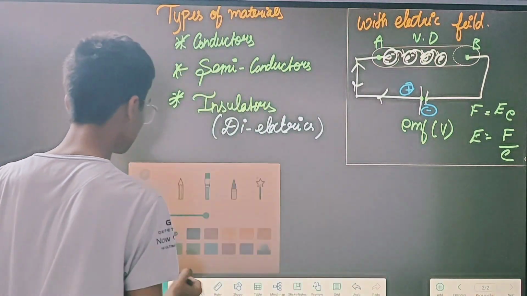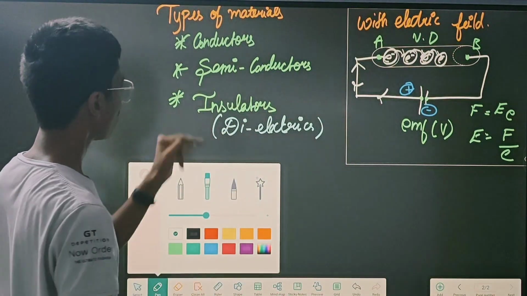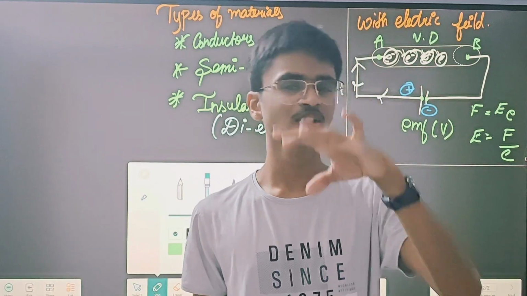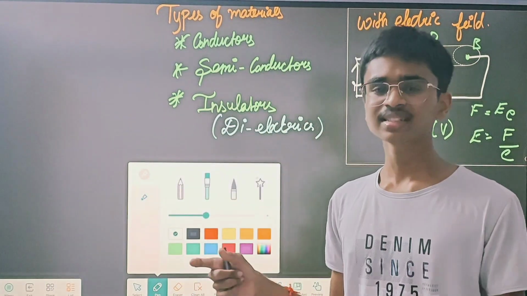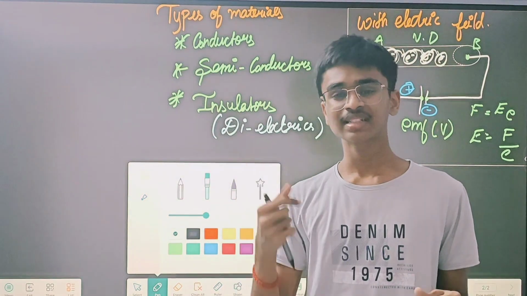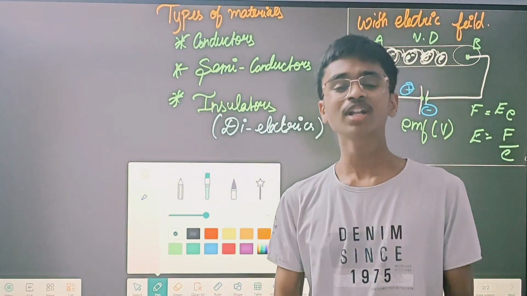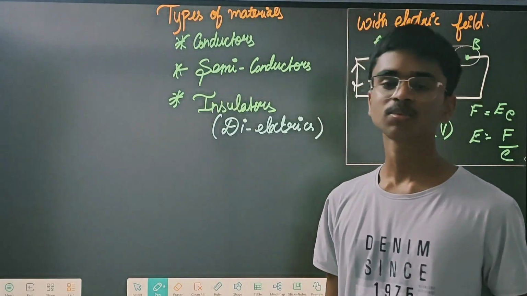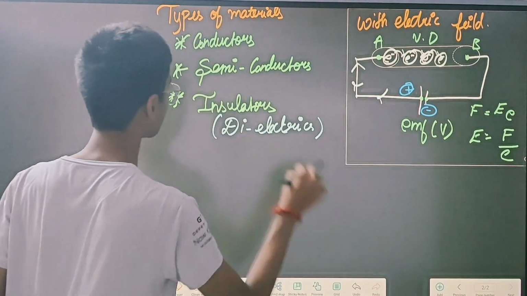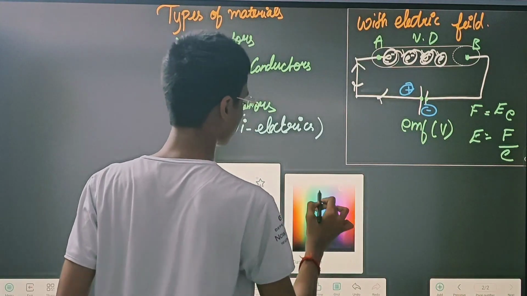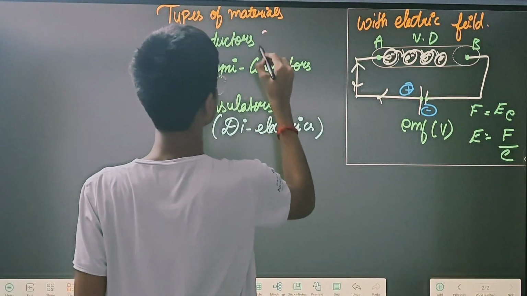What is the prime difference between them? Why are they conductors? Why are they semiconductors? Why are they insulators? Why are conductors alone conducting electrons? Why aren't semiconductors conducting like conductors? Why aren't insulators conducting at all? It is because of free electrons. We all know this one topic, that conductors are metals.